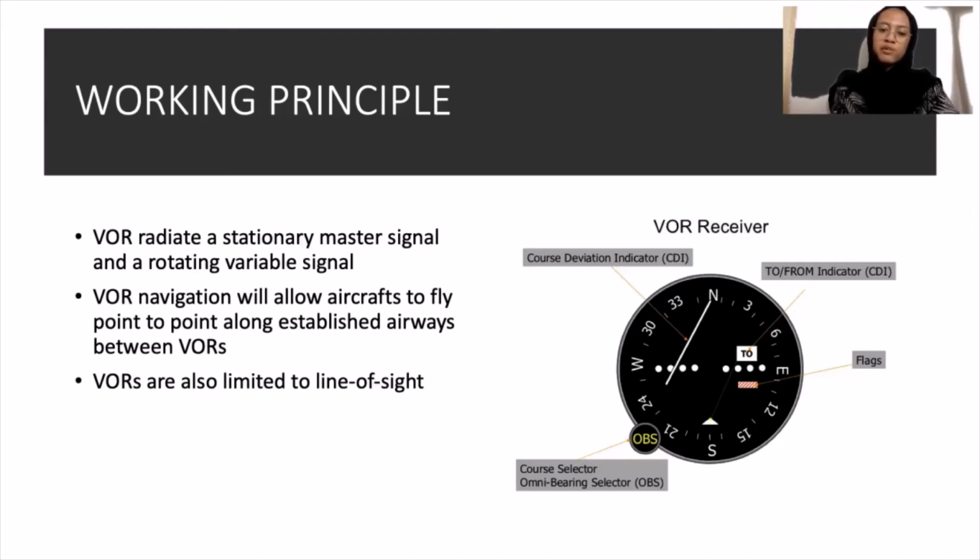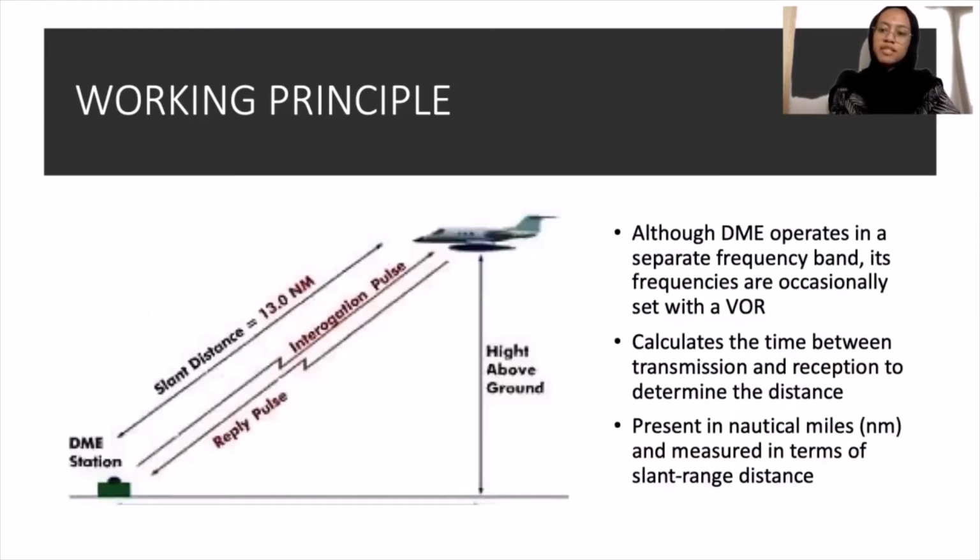So now we are going to talk about DME. DME stands for distance measuring equipment. Although DME operates in a separate frequency band, its frequencies are paired with the VOR. So when the pilot of an aircraft that has DME tunes in the frequency of a VOR with DME, the frequency of the DME is also tuned. The aircraft will interrogate the DME ground station with a pulse signal, and the station will respond.